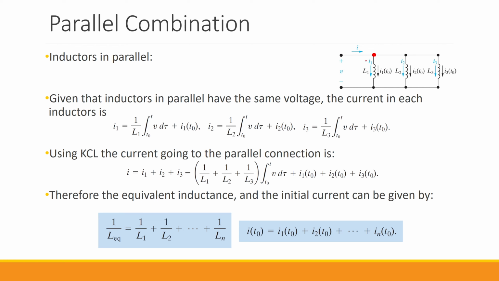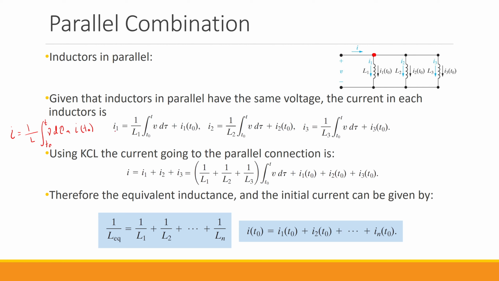That means that we need to write the equation for the current of these individual inductors first. We know the general equation. The general equation was I equals 1 over L, the integral from t0 to t of v d tau, plus I at time t0. For these individual inductors, one thing that we know is that since they are all connected in parallel, their voltage is the same.